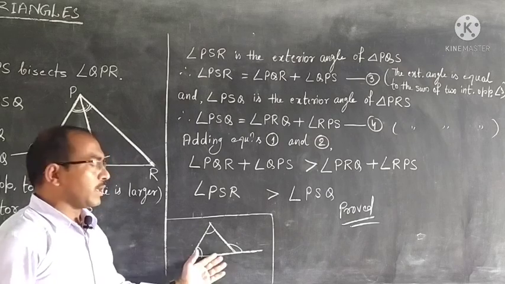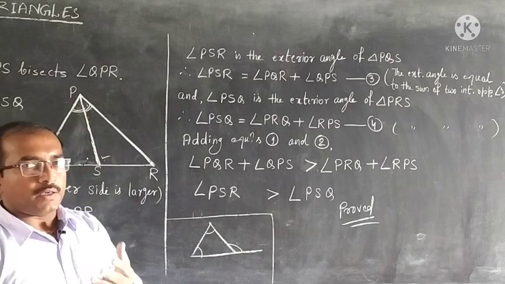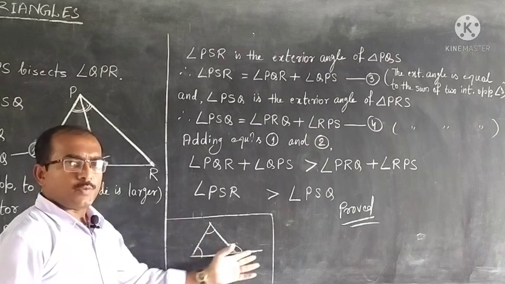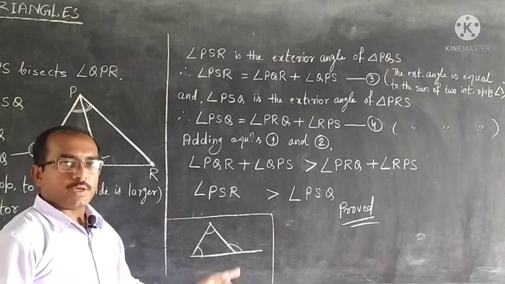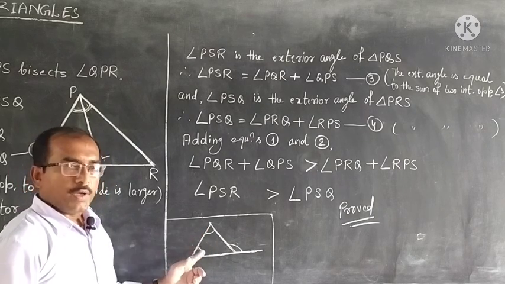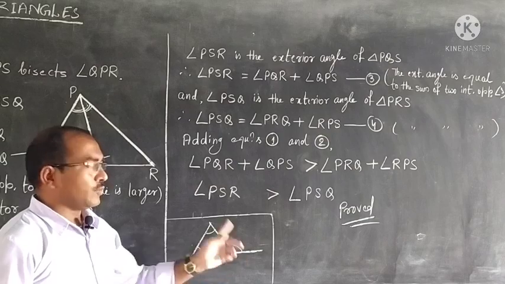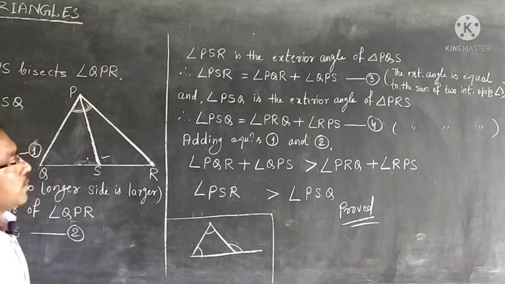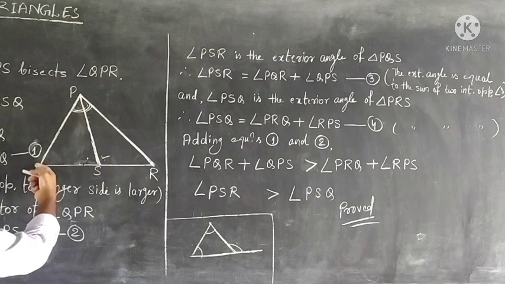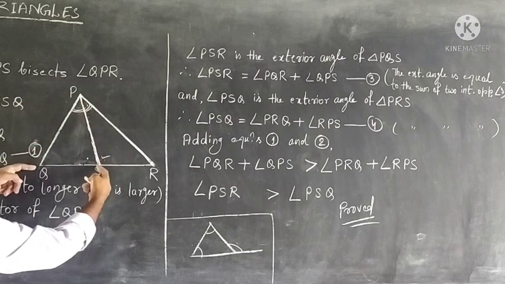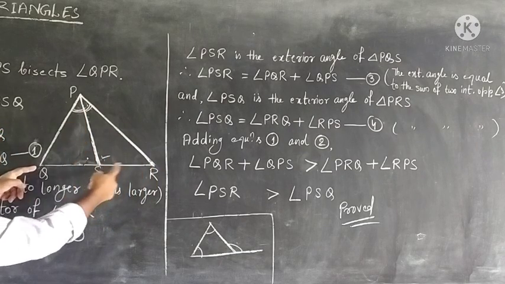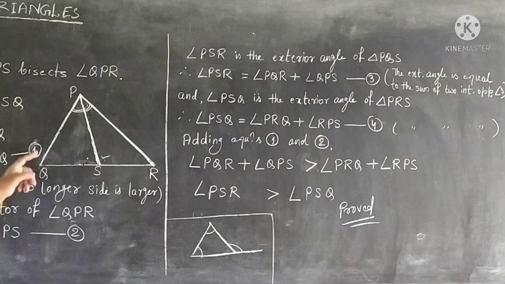We can do this practically with a scale and protractor: draw any triangle, produce any one side, measure the exterior angle and the interior opposite angles, and add them. That sum will be equal to the exterior angle. That is what we are going to use here. Angle PSR is the exterior angle of triangle PQS.